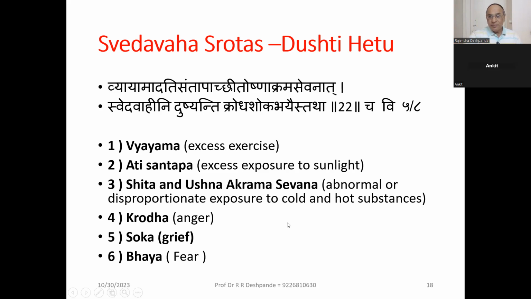Then Krodha, the sympathetic system is stimulated, very much anger. That can also create a problem in the perspiration. Shok, that is grief. When there is a lot of tension, sad things in the family or the society, then we get a little bit of tension, grief. And bhaya, that is again the fear, that also affects your Swedavasrotas.